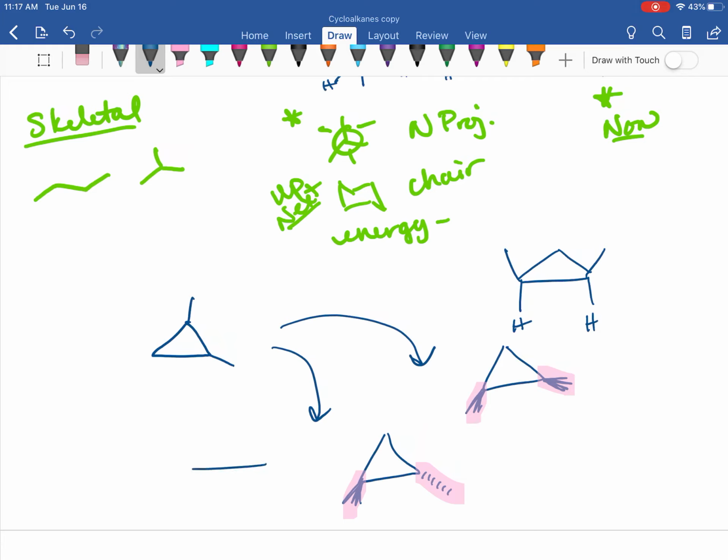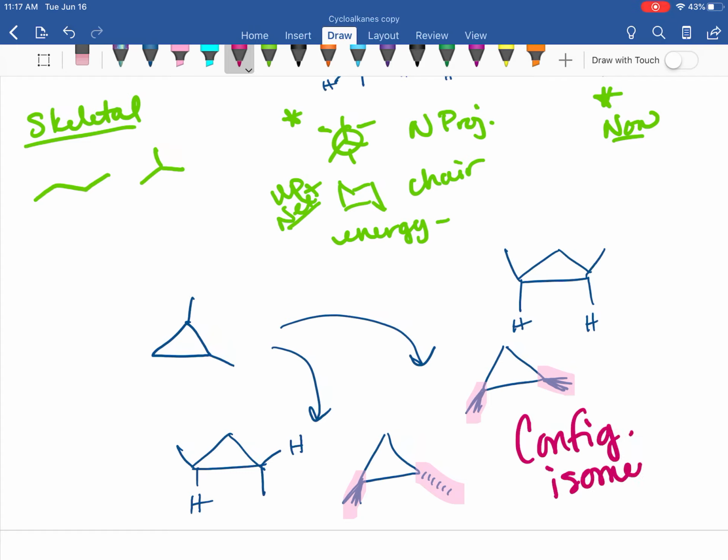Those would be on the same side. What if we draw this like this and say, okay, wait a second, what about that? Okay, now they're on opposite sides. So this is our third kind of isomer. You still have two methyls on there. They're on the same carbon. They're just a different arrangement in space. These are configurational isomers.